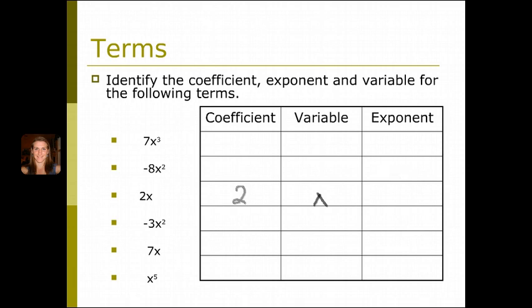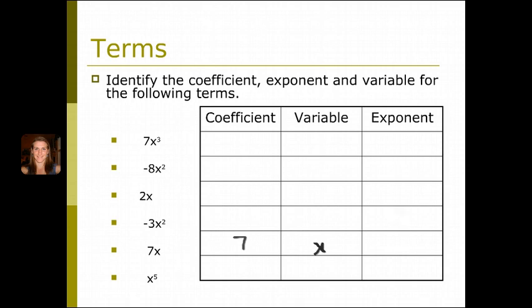Negative 3x squared, your coefficient would be negative 3. Again, the variable is x, and your exponent is 2. On 7x, again, you just have a coefficient of 7 and a variable of x. No exponents listed there.